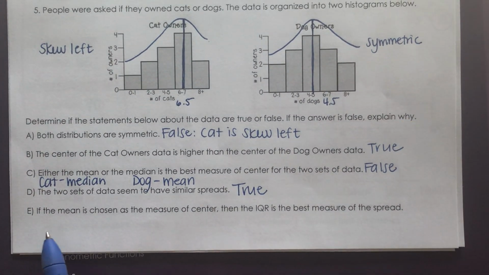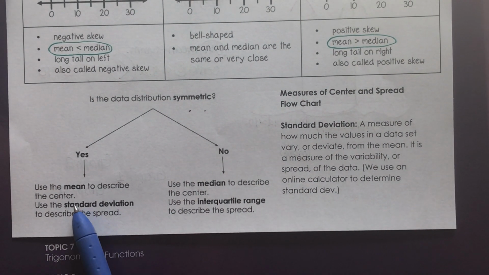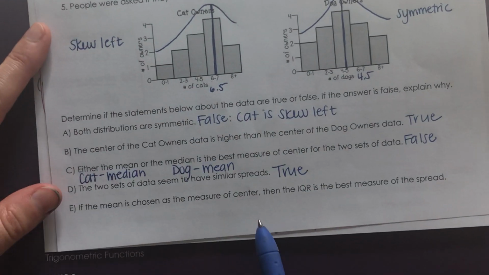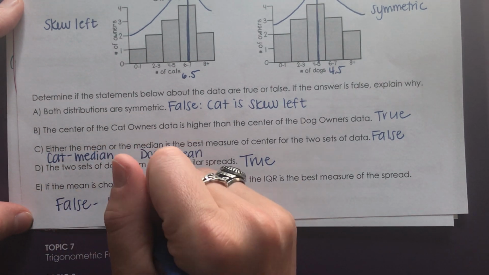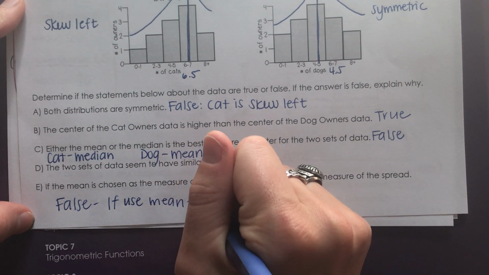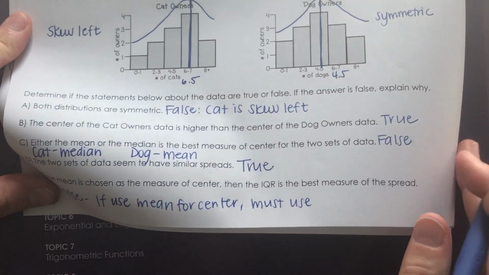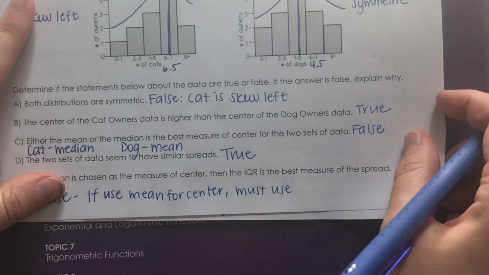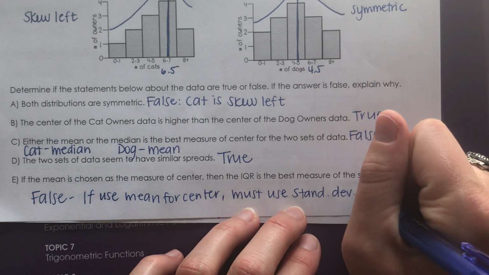Okay, last question. If the mean is chosen as the measure of center, then the IQR is the best measure of spread. So I go back to my little chart. If I choose mean, I have to use the standard deviation to describe the spread. So this one is a false statement. So if you use the mean for center, you must use standard deviation for the spread.